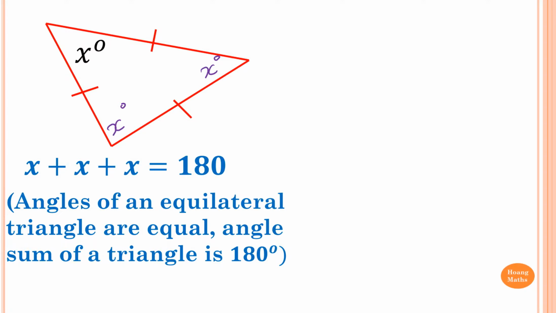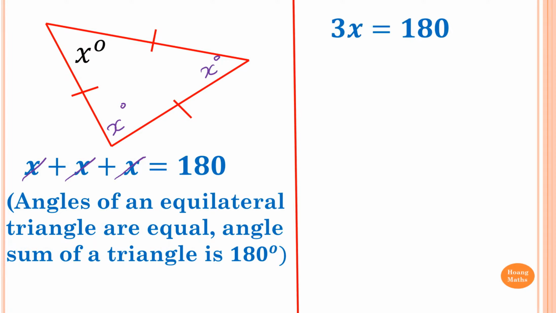Now to solve for X, we know that X plus X plus X is 3X. So 3X is 180. To solve for X, I divide this by 3. I divide this by 3. So that cancels out. So 3 goes into 18 six times. The 0, we just write it down. So X is equal to 60. So therefore X is equal to 60.